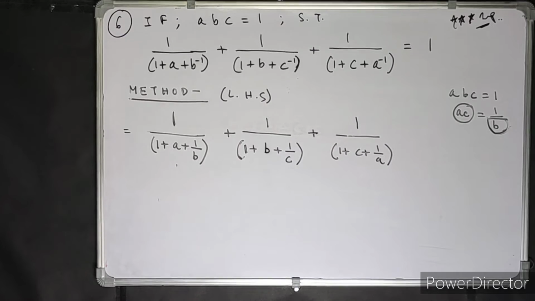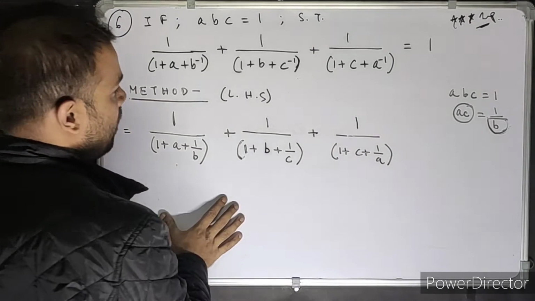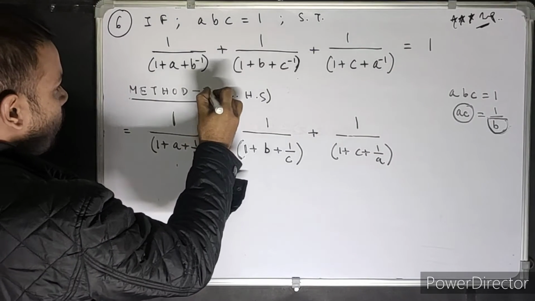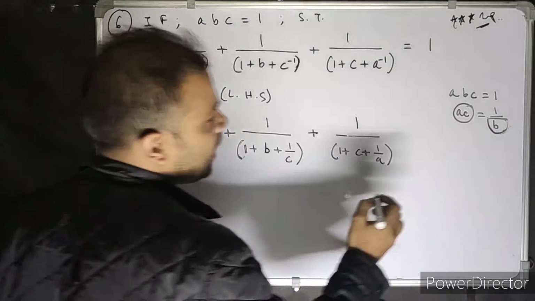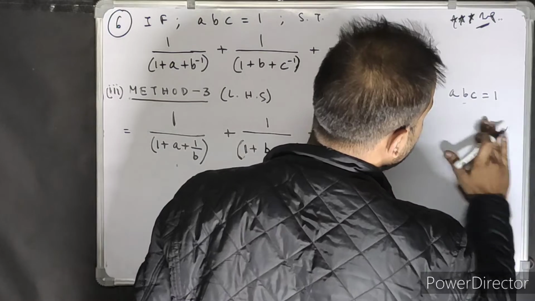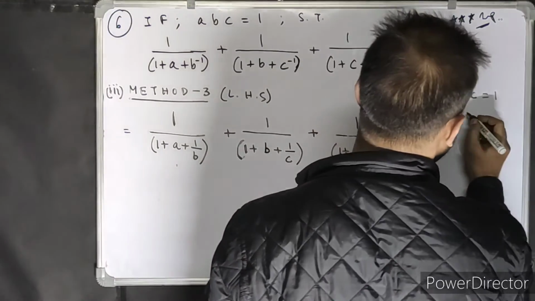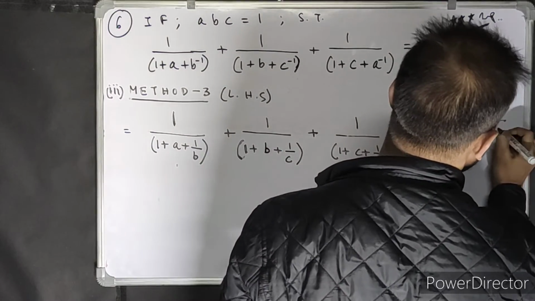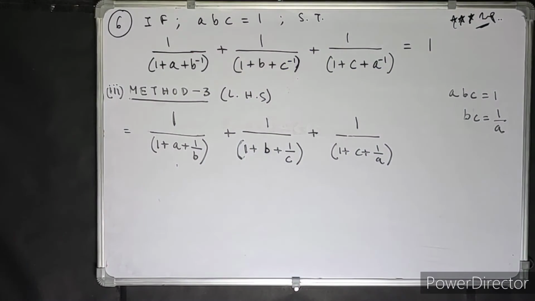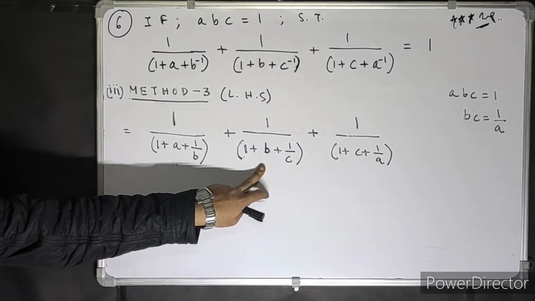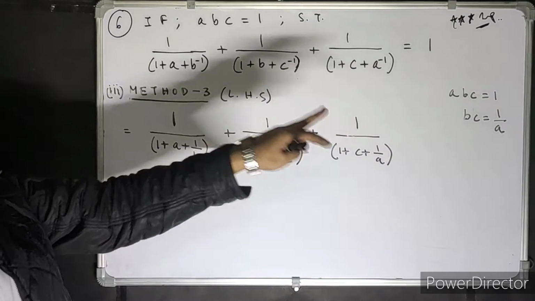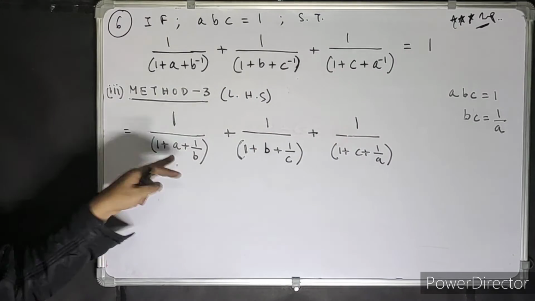Okay, look very carefully, students. In method 3 what do you have to do? You have to change. Now this part is finished, AC is done. Now you take the A, 1 by A there. So you get BC is equal to 1 by A. So when you get 1 by A, then you will put BC here. BC you are already getting here. And then you will take the A there and you will put 1 by BC here.